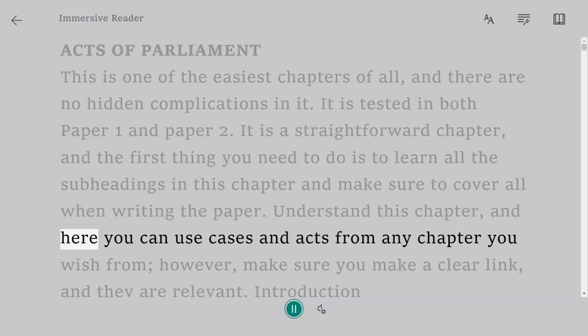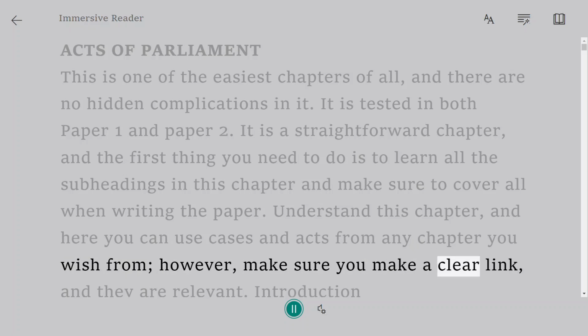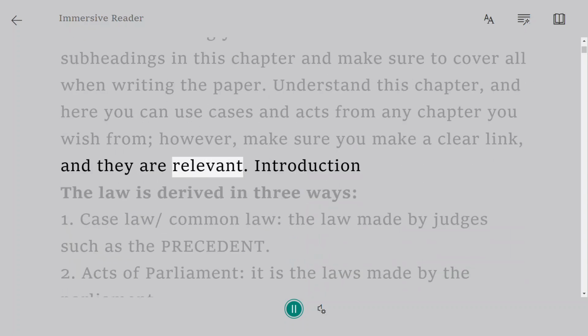Understand this chapter, and here you can use cases and acts from any chapter you wish. However, make sure you make a clear link, and they are relevant.